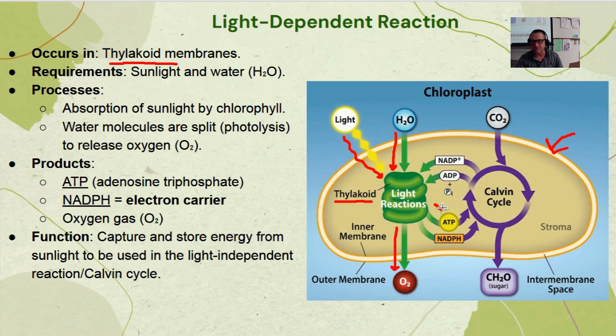They're making the energy molecule ATP, adenosine triphosphate, which has three phosphates. And they're also making this other electron carrier, NADPH, nicotinamide adenine dinucleotide phosphate. You will not need to know that. We're going to use the energy in ATP and the energy from the electrons that NADPH is carrying in the Calvin cycle, or the light independent reaction, the second stage of photosynthesis.